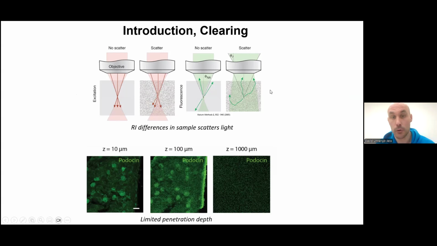So why are photons scattered? Well, photons are scattered where there is an abrupt change in refractive index. And this happens a lot inside a biological sample. So what we try to do with optical clearing is to homogenize the refractive index throughout our sample. So try and make sure that the whole sample that we're trying to image is of the same refractive index.